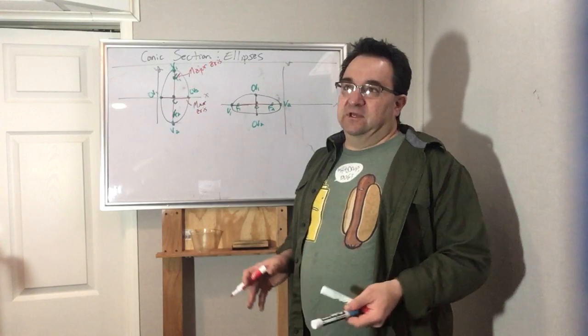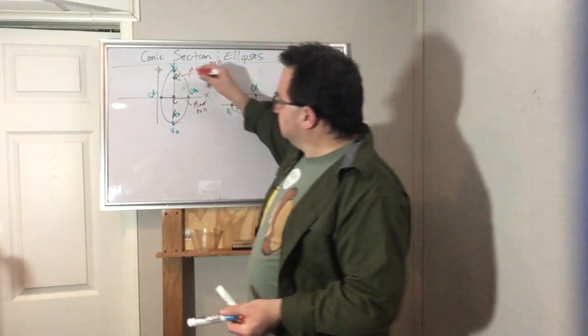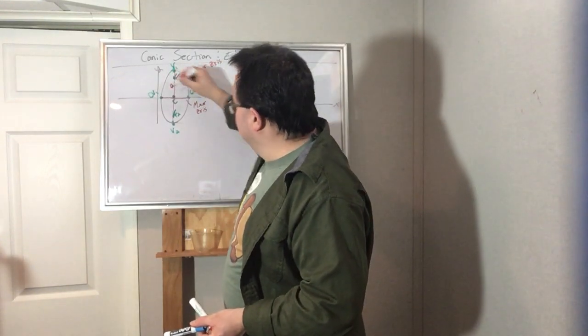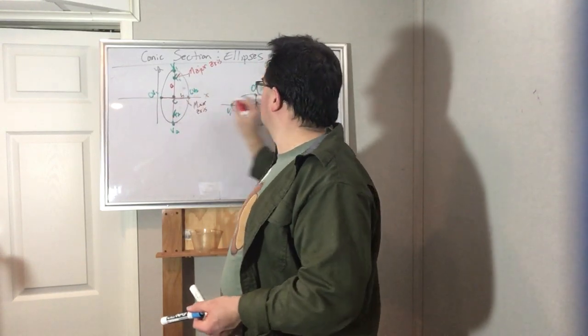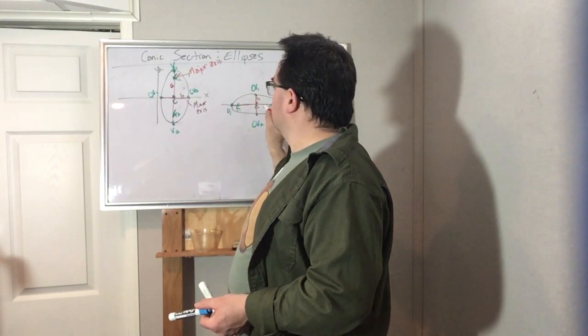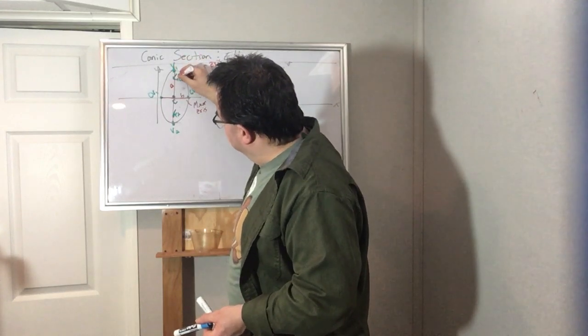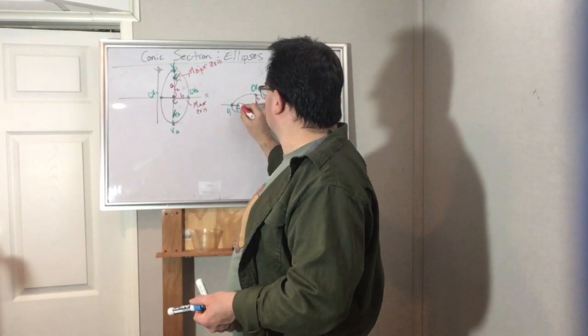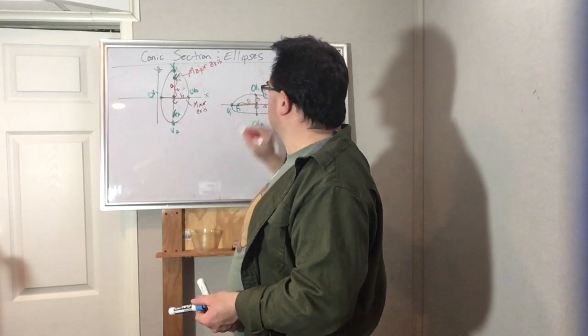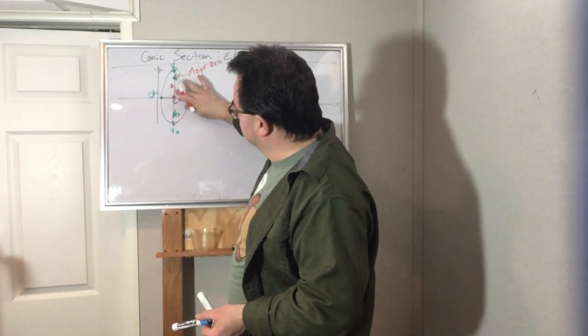Now we're going to have three letters here. We're going to have an A, a B, and a C. This gets very cluttered. Actually, let me do that on this one.